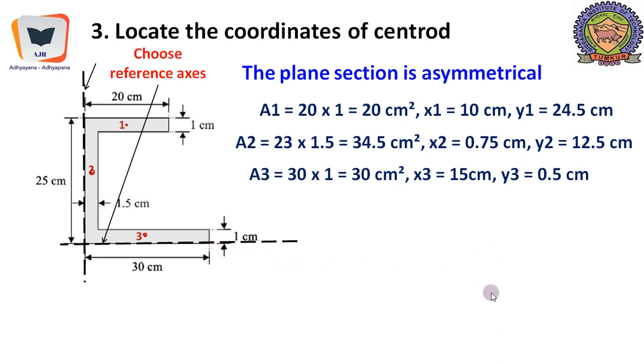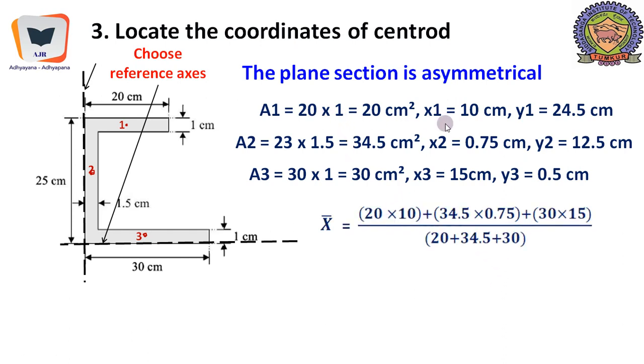Now we will straight away apply the equations for x bar and y bar. x bar happens to be a1 x1, 20 into 10, a2 x2, that is 34.5 into 0.75, a3 x3, that is 30 into 15, divided by a1 plus a2 plus a3. It will get us the x bar distance from this particular reference axis to be 7.99, which can be approximated to 8.